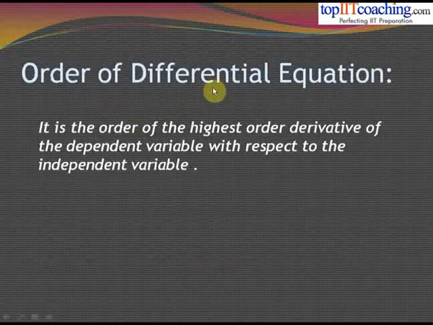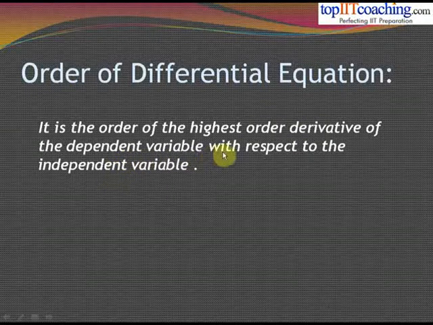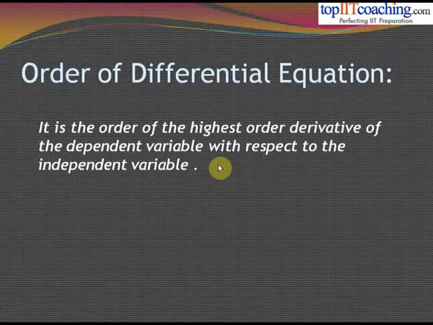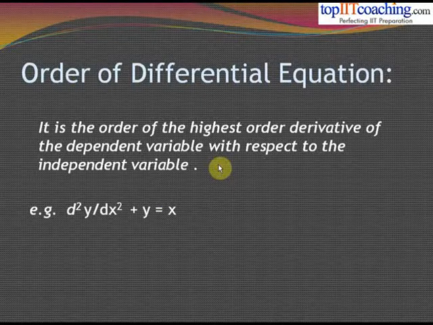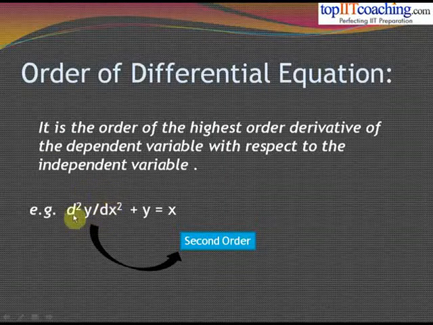The next is order of differential equation. Now order of differential equation is the order of the highest order derivative of the dependent variable y with respect to the independent variable x. So if I say that d square y by dx square plus y equal to 0, now this is second order, because the highest order derivative here is this one, and so we can say that this entire equation has an order of 2.